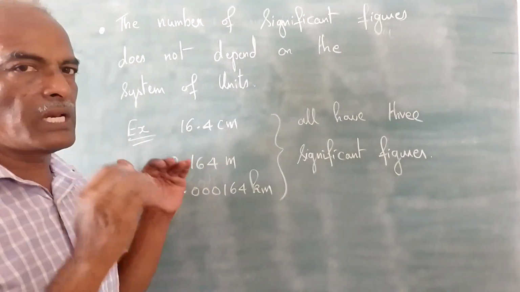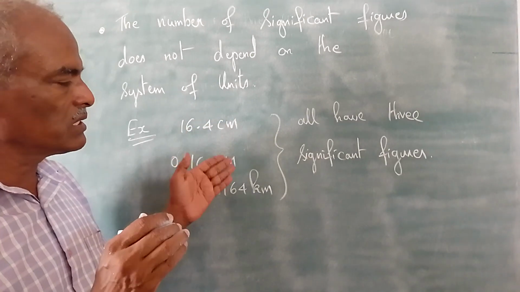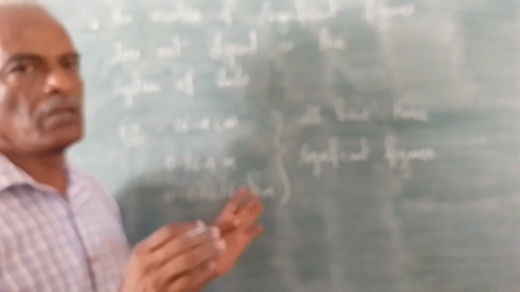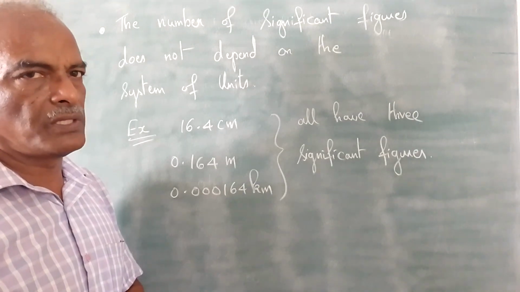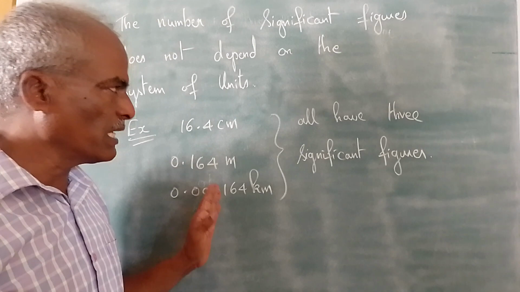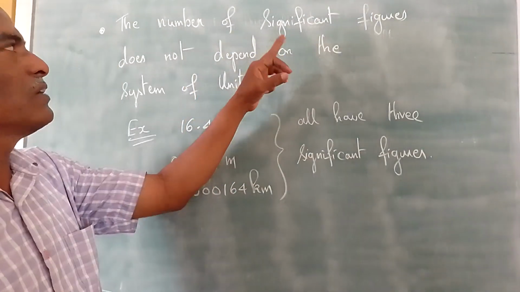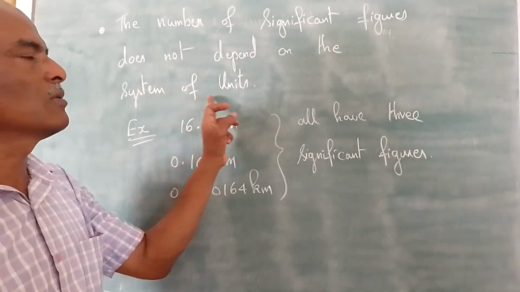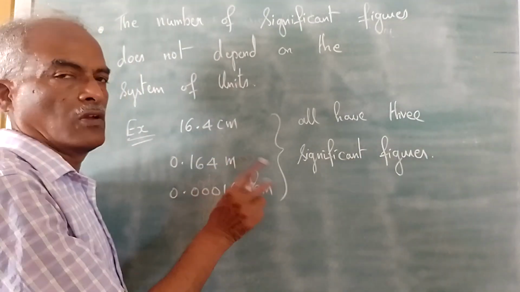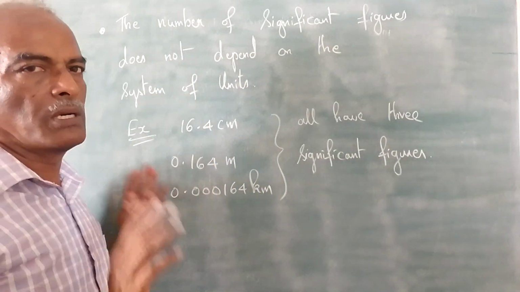But what we try to stress here is that the system of units is different. Here we deal with centimeter, here it is meter and kilometer. So whatever the system of units, for this case it has only three significant figures. That is, the number of significant figures does not depend on the system of units. It does not depend whether it is centimeter, meter or kilometer. It is based on the previous rules. The same rules have to be applied.